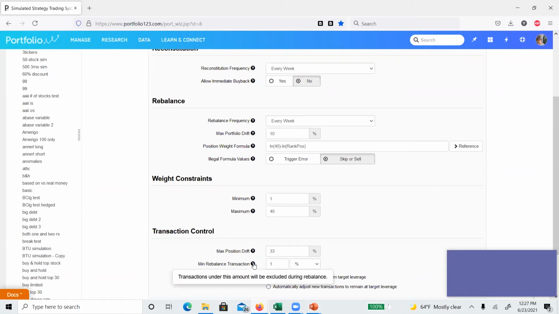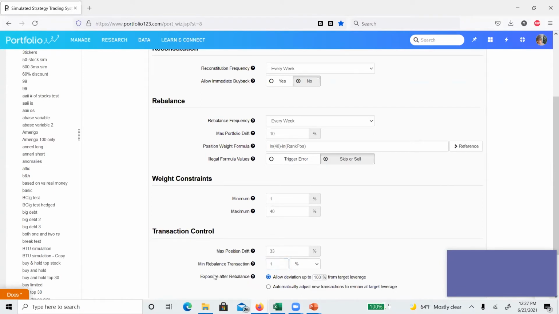Minimum rebalance transaction, again 1%, so that if a transaction looks like it was going to sell 0.5% of my portfolio, I'm not going to consider it. And now there's the exposure after rebalance. Allow deviation up to 100% from target leverage.